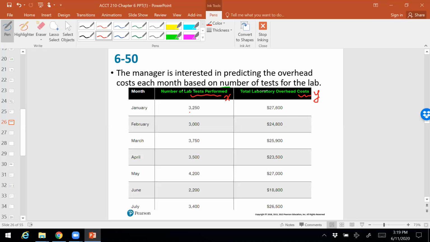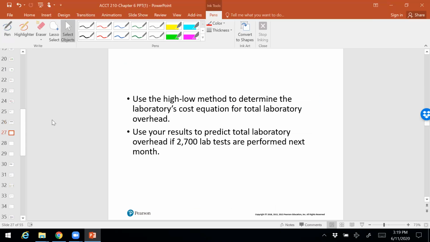If you have 3,250 tests, your cost will be $27,600. If you have 3,000 tests, then your manufacturing overhead cost will be 24,800. So first make sure what is X, what is Y. This is very important. And then next, use the high and low method to determine the equation, and then it asks what will happen if you have 2,700 tests. So this is making a prediction.